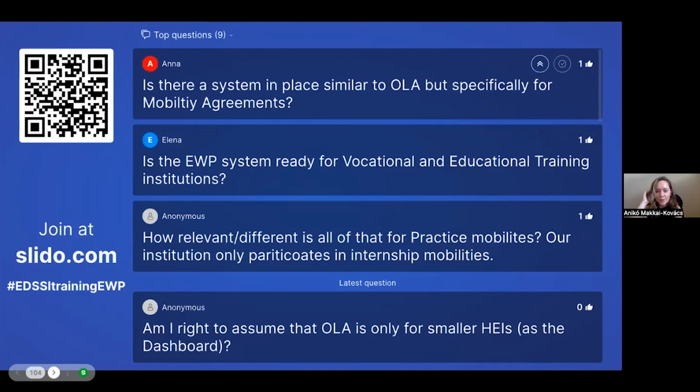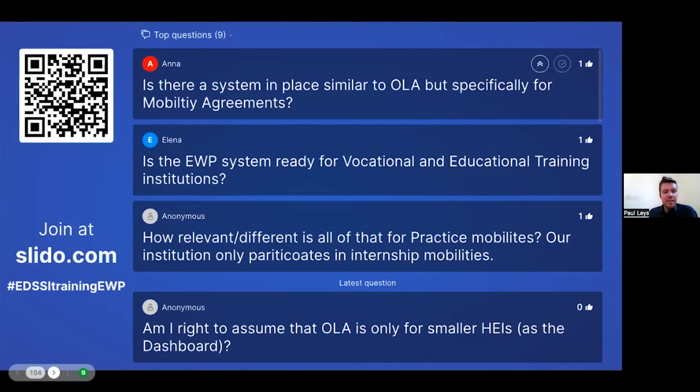Is there a system in place similar to OLA, but specifically for mobility agreements? You mean the grant agreement? I guess that's indeed what Anna wants to ask. First of all, it depends on your system. For example, in our own in-house system, we can of course develop whatever we like, and we have a kind of online grant agreement system, which is quite useful because we do not need all those contracts anymore. It's all in a digital manner.